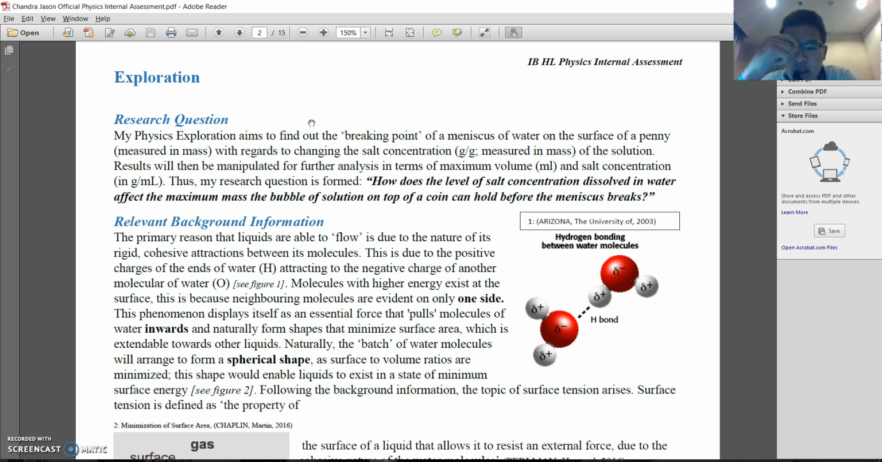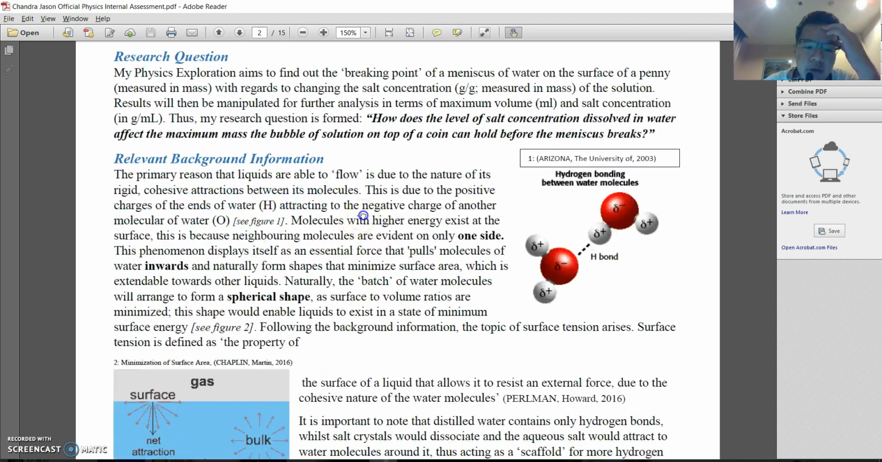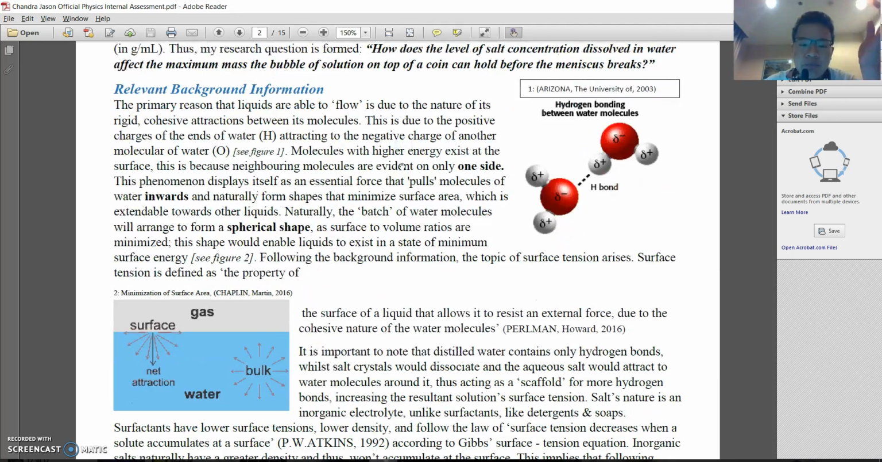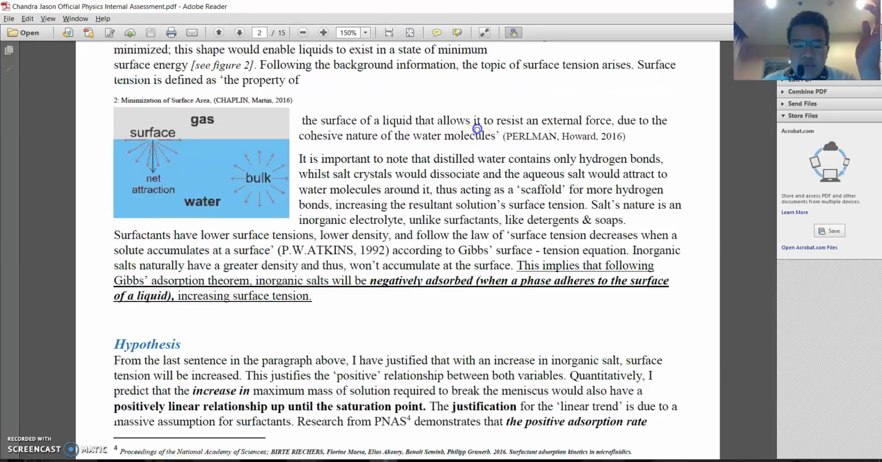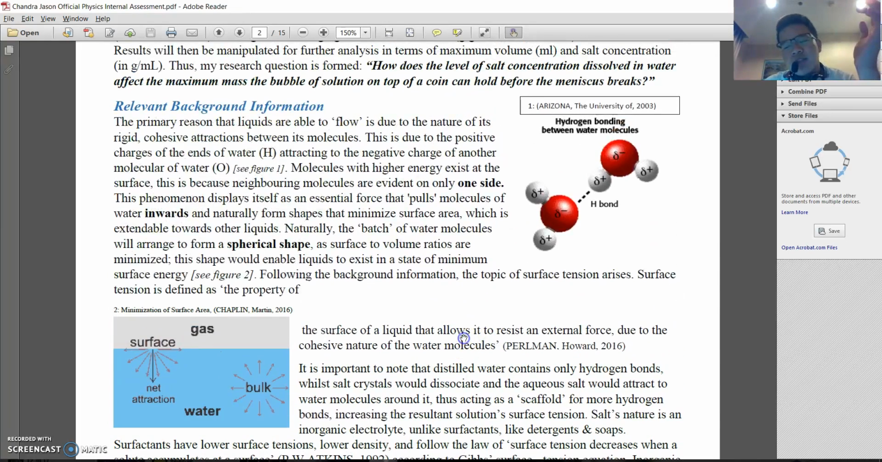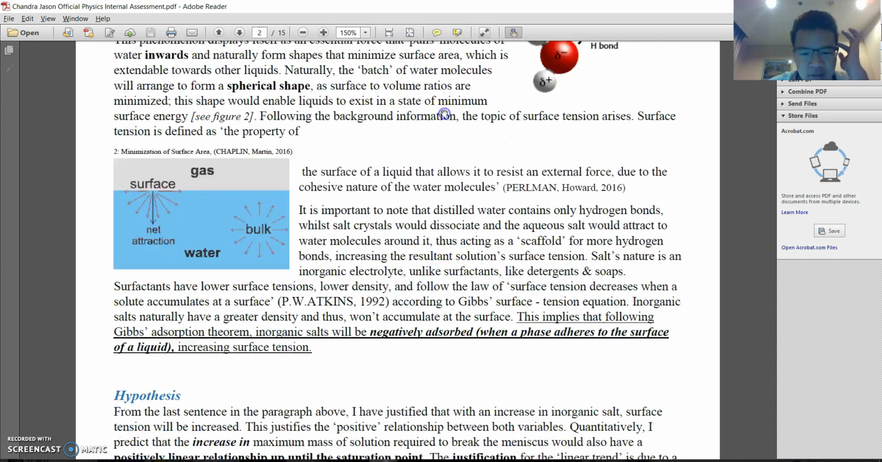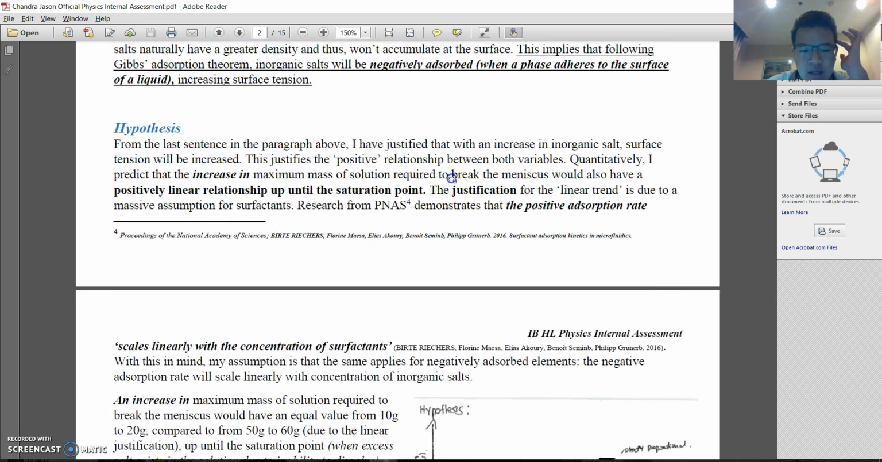So my one is, how does the level of salt concentration, basically how does X affect Y? That's basically it, right? And then what you have to do is give relevant background information. So just state the theory behind it, and you have to do your additional research. So I stated a bit of, I don't know, H&O bonds. I forgot all about this. This was 6 months ago.